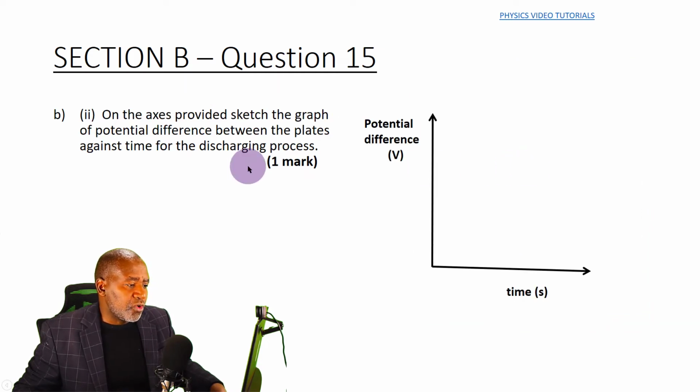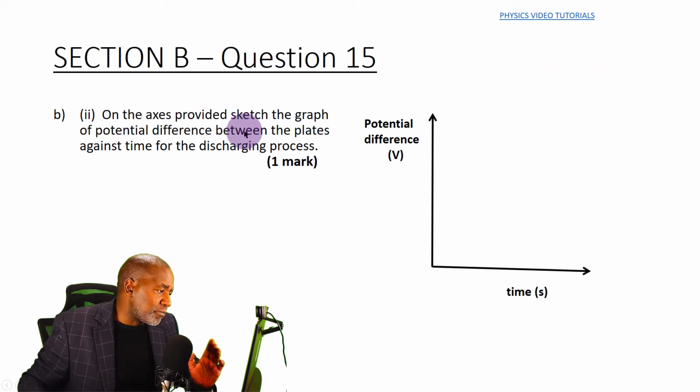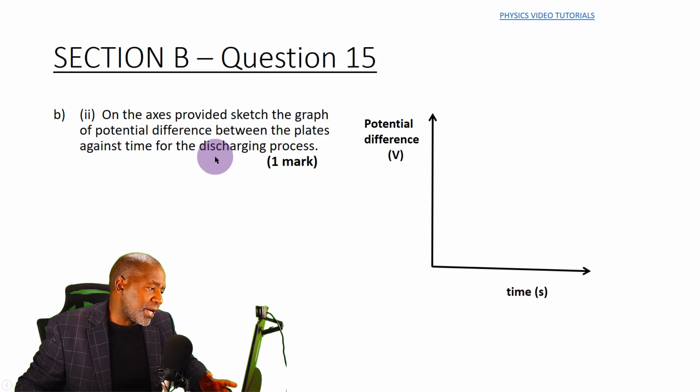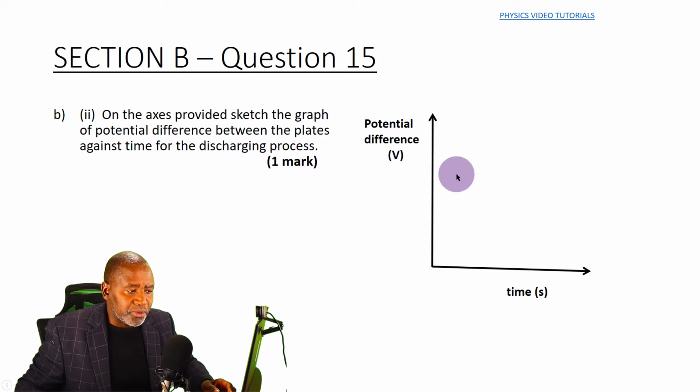And then we are expected to sketch, on the axis provided, the graph of potential difference between the plates against time for the discharging process. Of course, it's going to be exponential. The voltage is going to decay out like that.